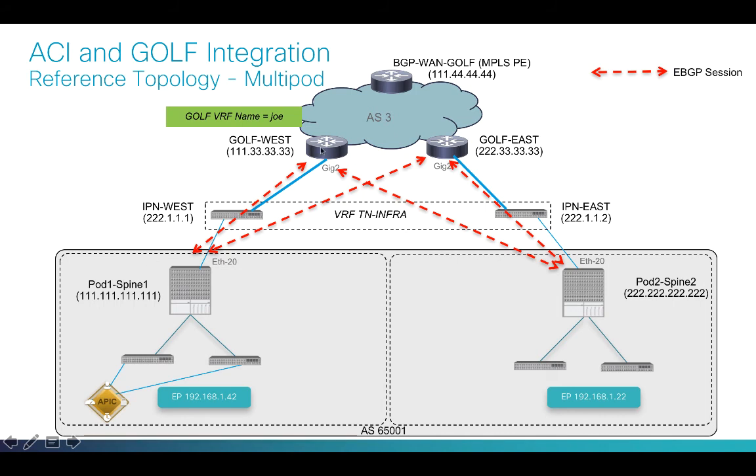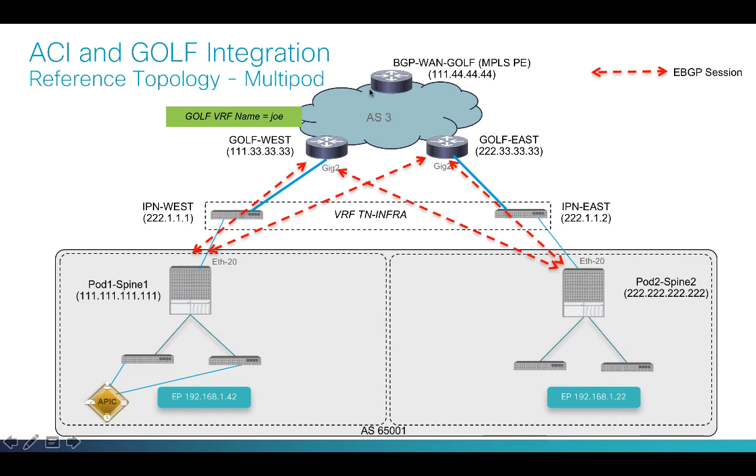Each of the Golf routers will build an MP BGP connection to each of the spines. So when we're all done, we'll actually have 4 BGP sessions between the spines and the Golf routers. Note the IP addresses of the Golf devices here. These are the loopbacks of Golf West and Golf East.